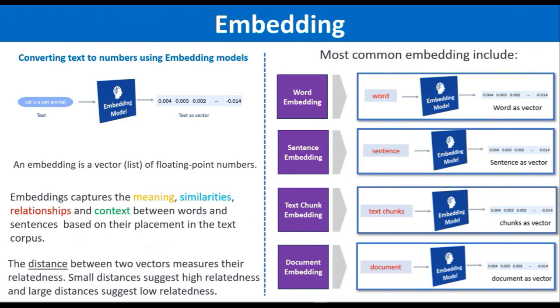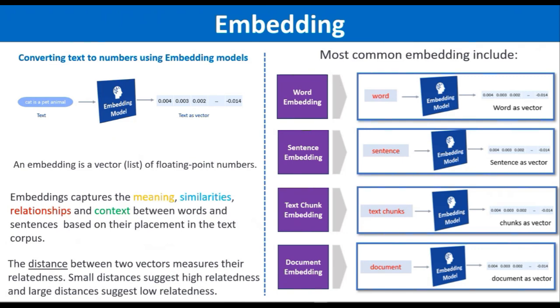On the right-hand side, you see the most common embeddings, which include the word embedding, where each word is embedded using the embedding model. Then we have sentence embedding, where you pass the complete sentence to the embedding model, and you get the sentence as a vector representation. Another method is text chunk embedding, where you pass the complete chunk and the entire chunk gets embedded. Then you have document embedding, where you pass the entire document and the entire document gets embedded.